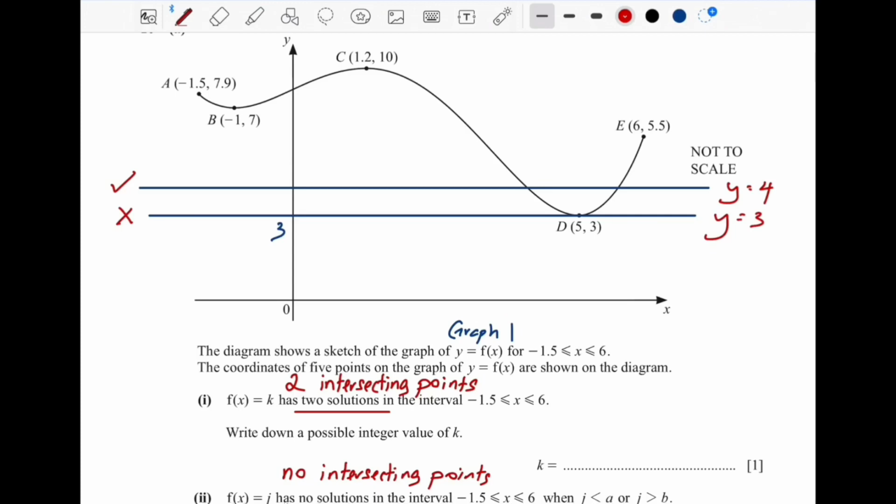But is it the only answer? Let's continue. y equals 4 could be an answer. If I continue, the next one will be 5. y equals 5.